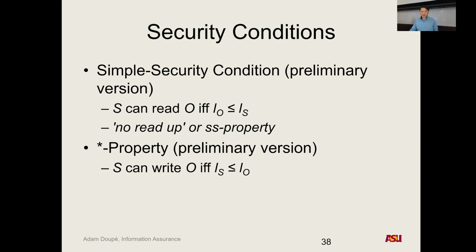The first one is the SS property. The second one is the star property. Subject S can write to an object if the level of the subject is less than or equal to the level of the object. What does it mean?